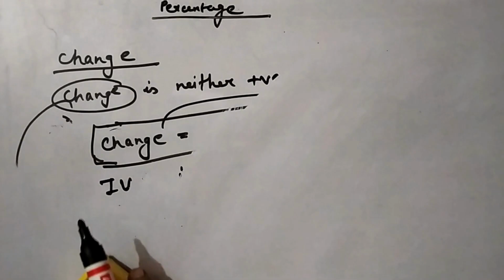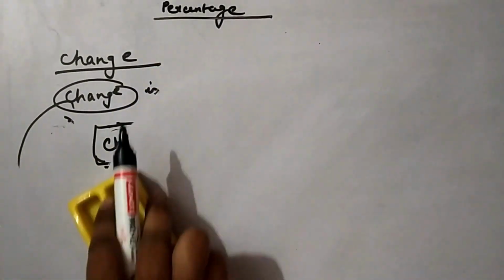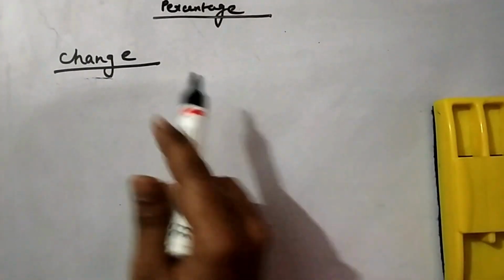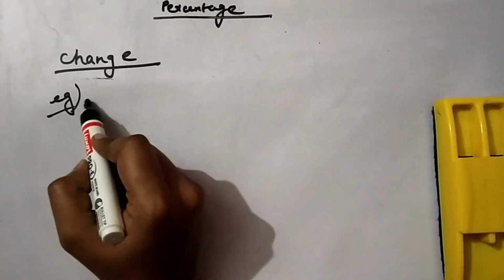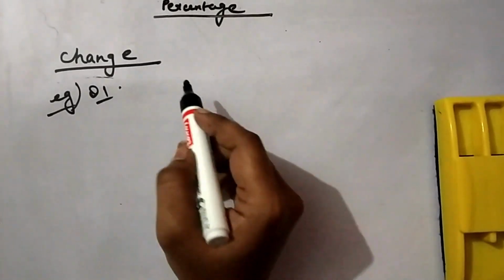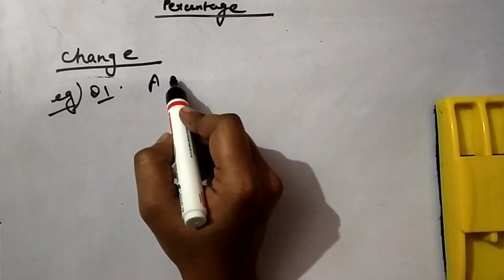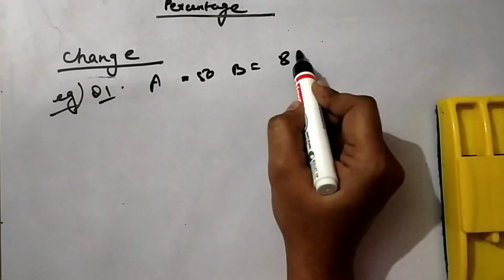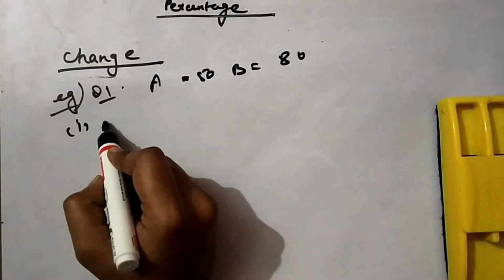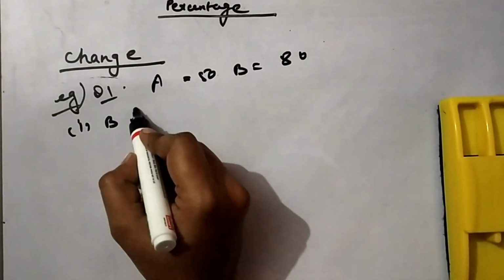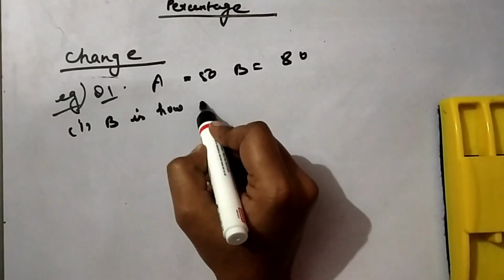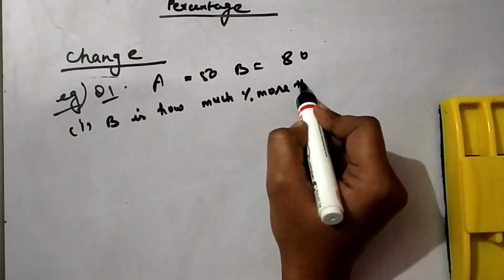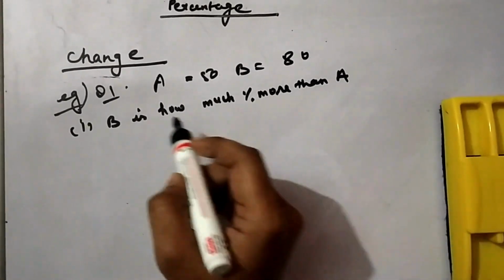Now let's do a question of this concept, change. Example, question 1. Let's take two numbers. A is equal to 50, B is equal to 80. So the first question is, B is how much percent more than A? This is the first question.